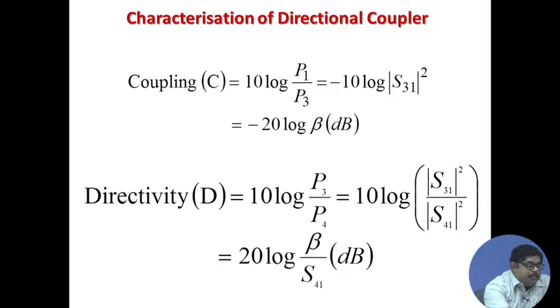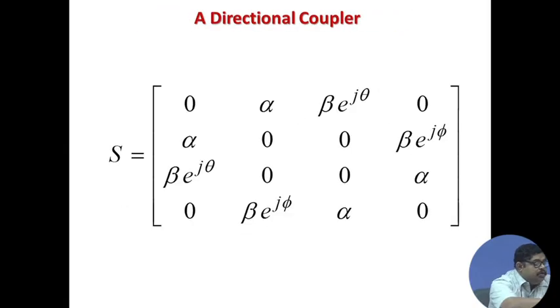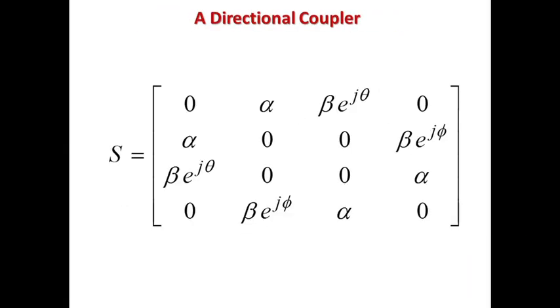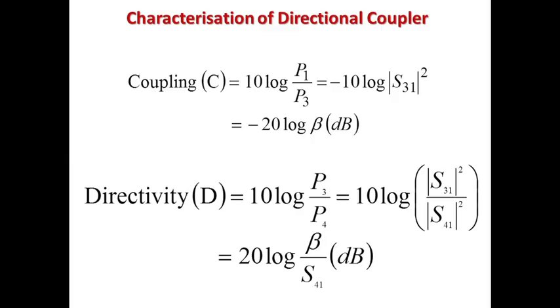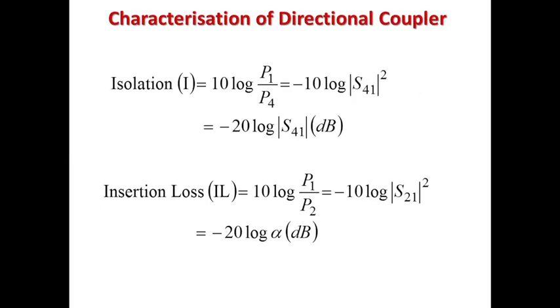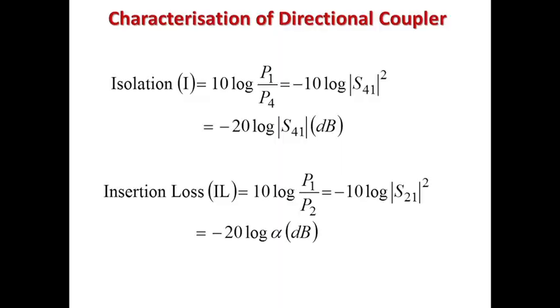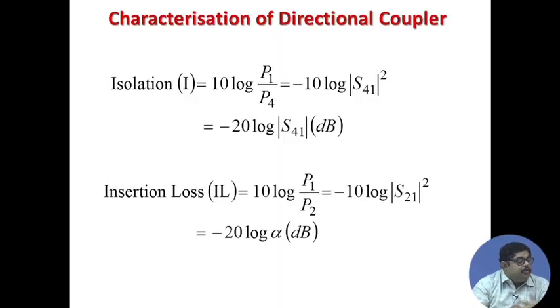S41 we have assumed here to be 0. You see S41 is 0, but in real life S41 is not 0. So, that is why S41 needs to be measured, and for finding directivity you need to know that. Also there is another thing, isolation. As I said, how good is your isolation, that means S41, though we are saying it to be 0, but in real life it is not 0. So, that is isolation, 10 log P1 by P4, and that you need to measure.